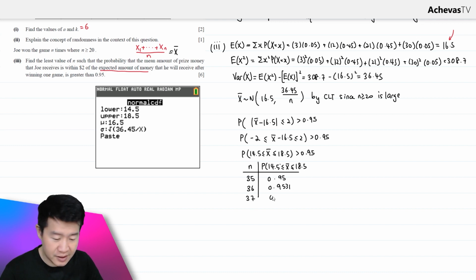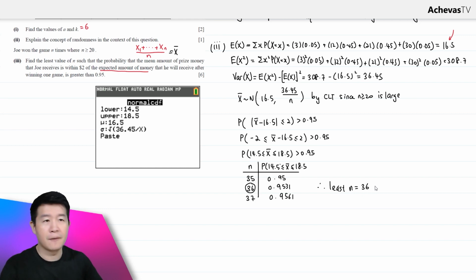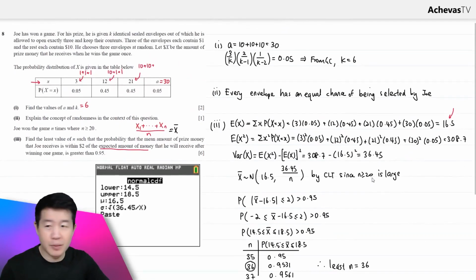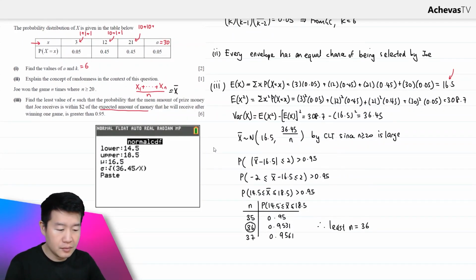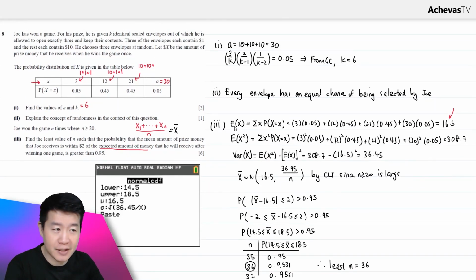When it is 37, I see the same trend, 0.9561. Therefore, the least possible n is equal to 36. Okay, also a pretty simple question, I think, especially when this question has already made it obvious that we are going to be applying the sample mean distribution. That's why they are indirectly hinting to us that we need to find the expectation of x and the variance of x. Other than this, I think in general this is a manageable enough question.